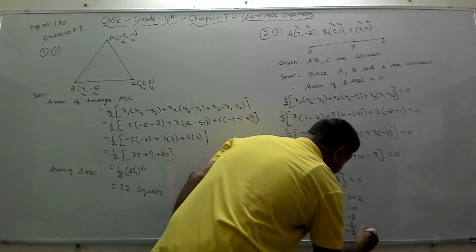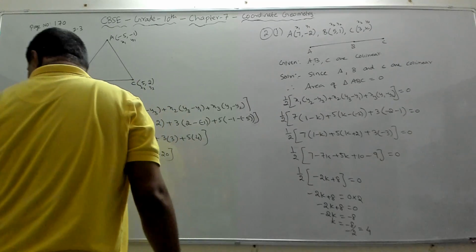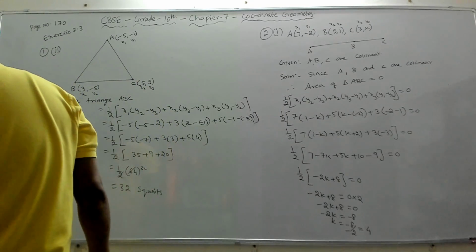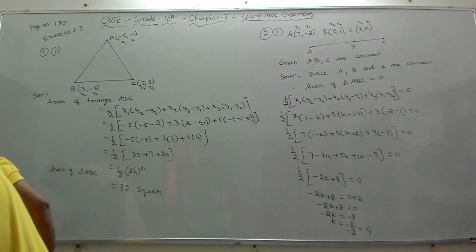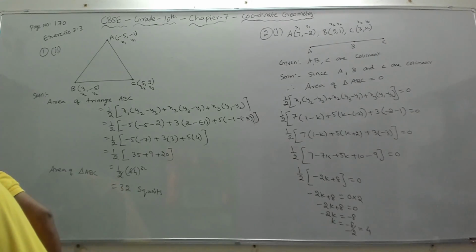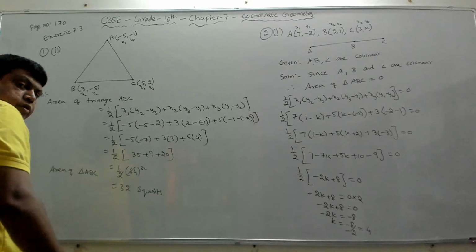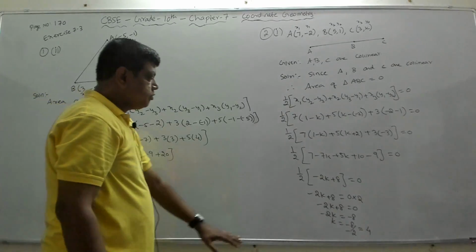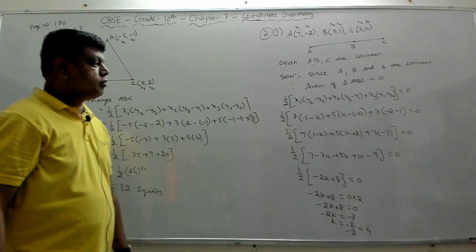What is the value of k? It is equal to 4. So the value of k is 4, so that these points are collinear. Therefore, the points are collinear. Okay, the answer is k is equal to 4.